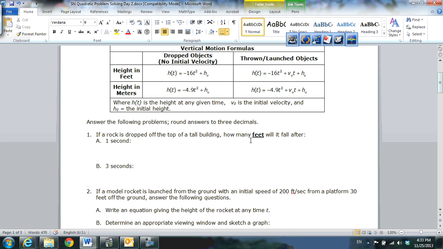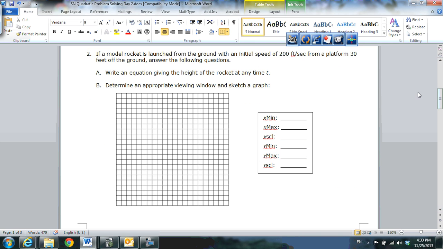I'm going to skip 1 and 2 because we're just dropping stuff, and all you're literally doing is plugging 1 in for t and 3 in for t. I think that's pretty self-explanatory. So we're going to jump to number 2 if that's okay with y'all.